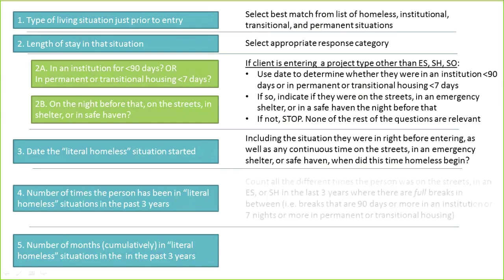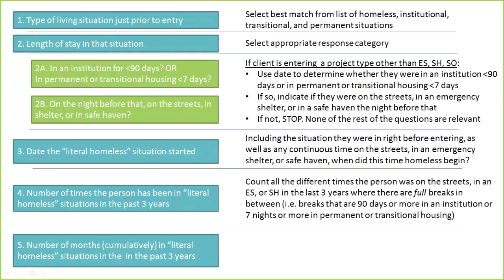Fourth, we want to understand how many different times a client has been in literally homeless situations over the past 3 years. So you want to work with the client to think about breaks. In other words, breaks are those times that they were in permanent or transitional housing for a week or more, or in jail or other institutions for 3 months or more, the 90-day break. Once you and the client figure out how many breaks there have been in the past 3 years, you can add up the number of times the client was homeless between the breaks.